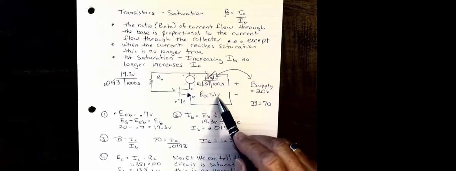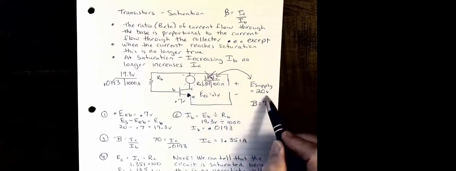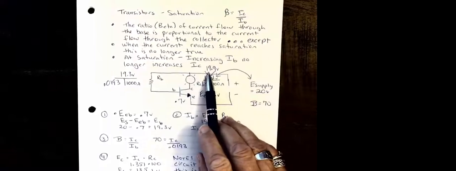So if there's 0.1 volts across there, and we have a 20 volt supply, then we would know that 20 minus 0.1 would give us a 19.9 volt drop across the load. So our actual current would be 19.9 divided by 100, or 0.199 amps. And the relationship with beta is no longer true.